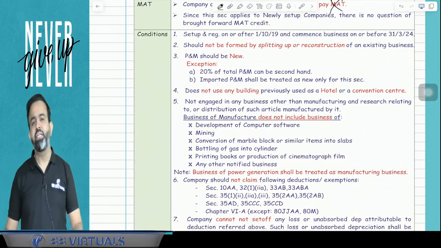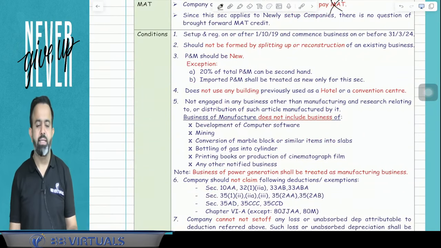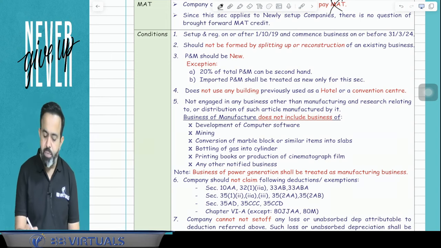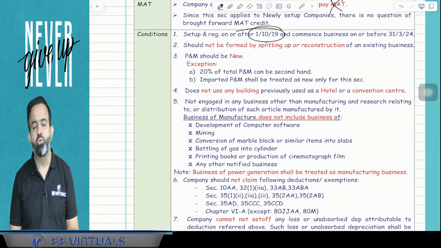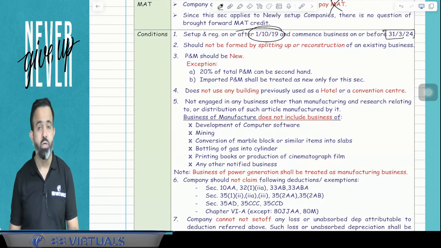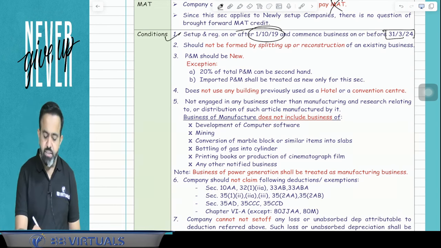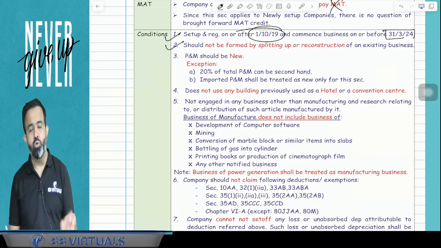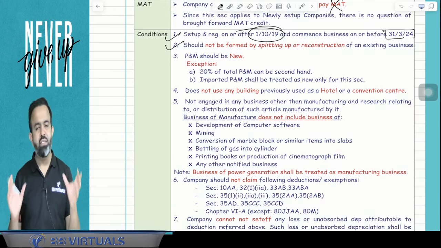Now, guys, there are certain conditions. And if these conditions are satisfied, then only can the company opt for this section. The first condition is that the company should be set up on or after 1st October 2019 and should have started the manufacturing business by 31st March 2024. The second condition is that the company should be new, meaning the business should be new. It should not be a split-up or reconstruction of your existing business, meaning you should start a new business.